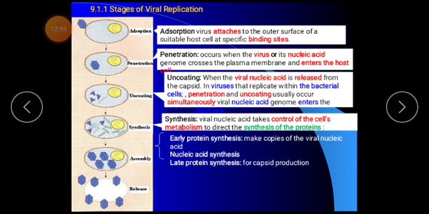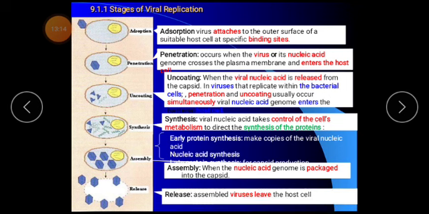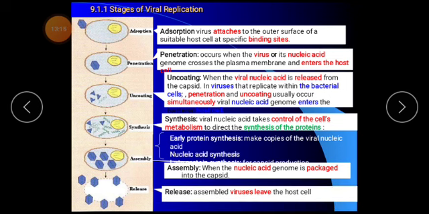Let us see the next stage, which is called release. In assembly, the nucleic genome is packed into the capsid. So here in assembly, the nucleic acid genomes are packed into the capsid. These are the capsids of the viral cell. In release, the assembled virus leaves the host. After formation and packaging into the capsid, they are released out of the cell.